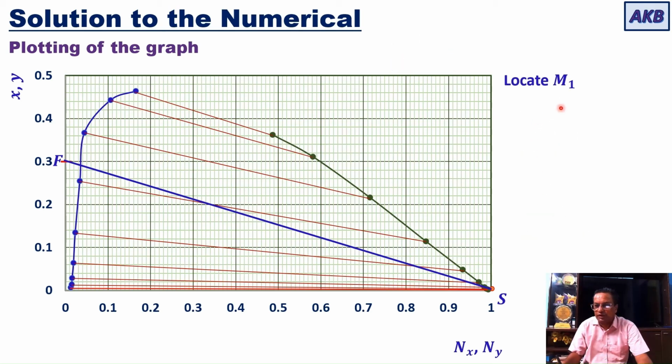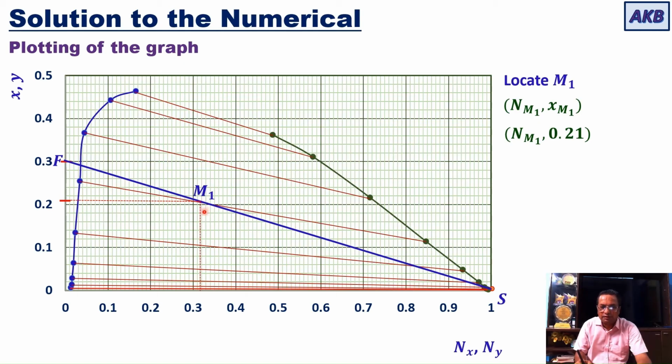Next is we have to locate M1, because M1 will have coordinates of NM1, xM1. What is known to us is xM1. That is sufficient. We can locate point M1 with the help of xM1. So xM1 will be located on the y-axis. So here it is 0.21, and then after locating xM1, we will move on to the line FS, the line that connects points F and S, and wherever the intersection occurs, that point will be M1, and the x coordinate of that point is NM1.